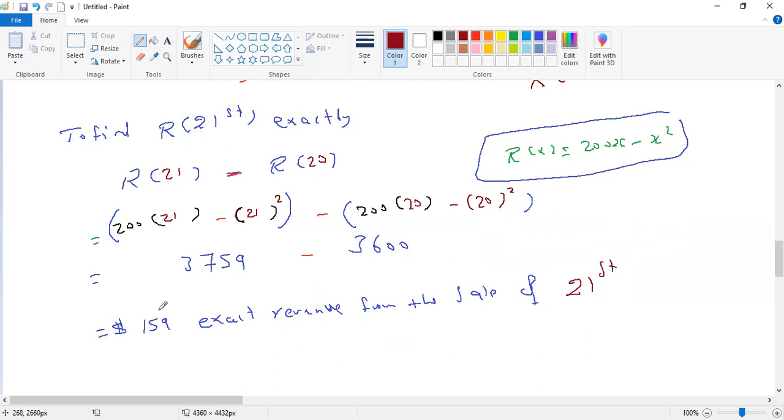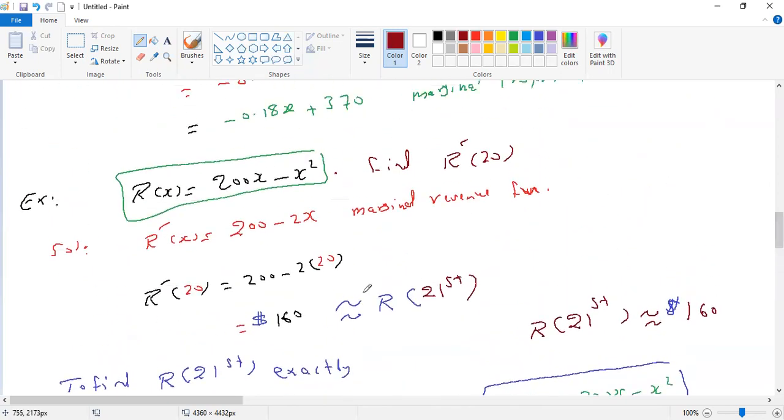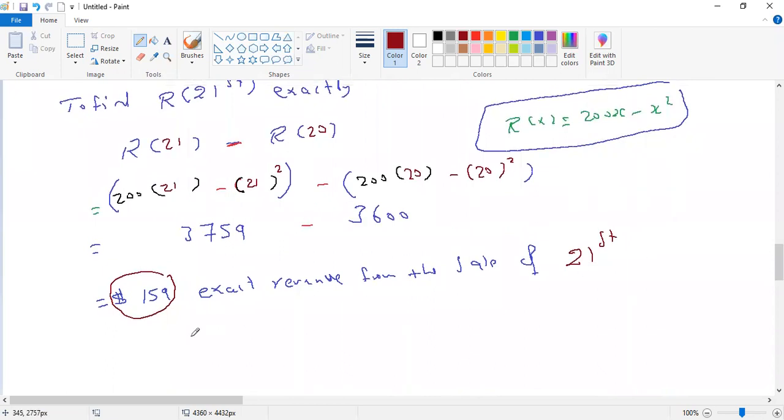But look, now this one is exact. What about the derivative, the marginal? The marginal R prime of 20 gives us 160. What we said is that the revenue for the 21st unit, the first one after 20, is approximately $160 by using the derivative. So to estimate the first one after 20, we put 20 in the derivative, and the answer is 160. Here, what we have exactly is 159.